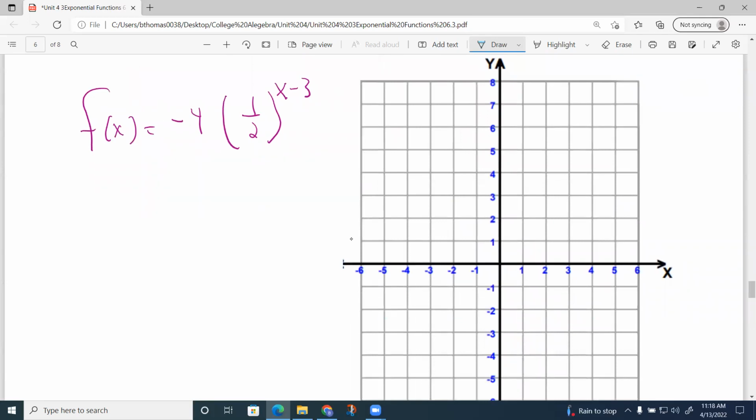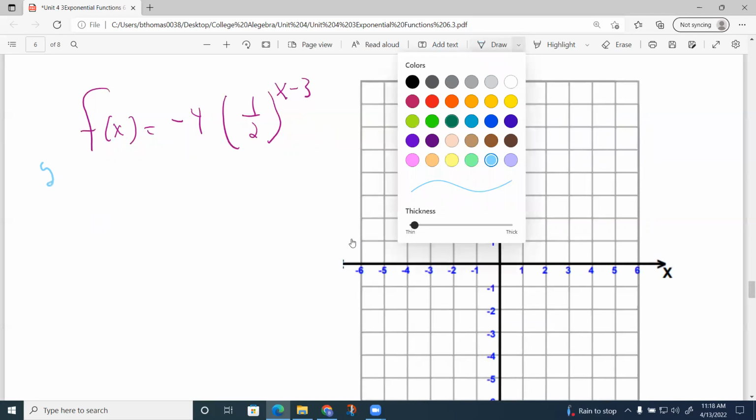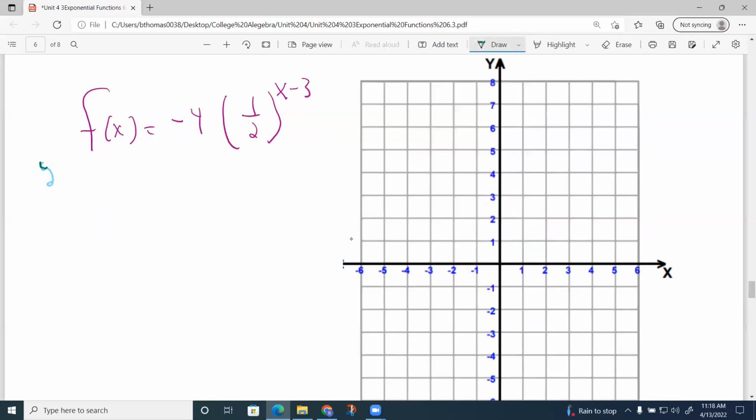So here again, the parent function is going to be the 1/2 to the x. Oops, get back to my other color again. So y equals 1/2 to the x is going to be my parent function. We'll write that word parent in there. So again, if I understand the ordered pairs for the parent function, I can generate the graph of the new function.